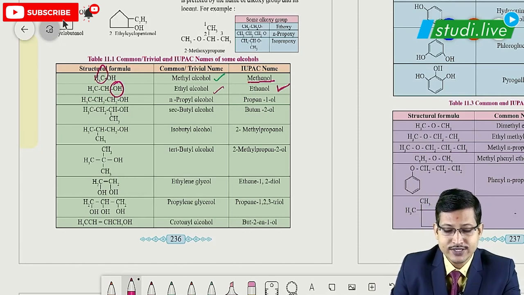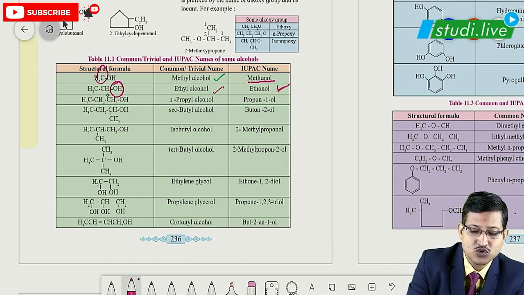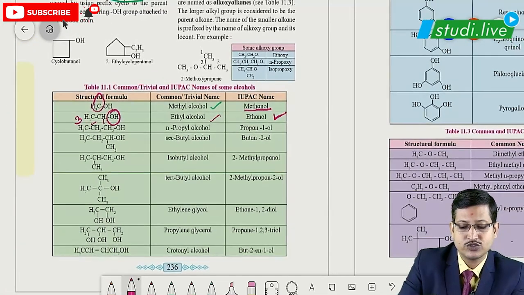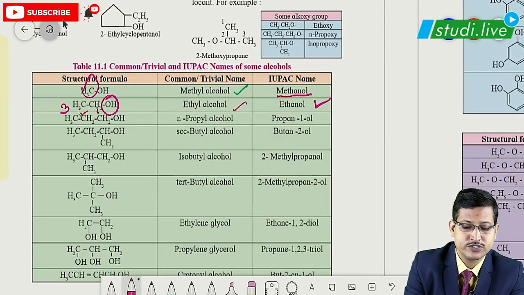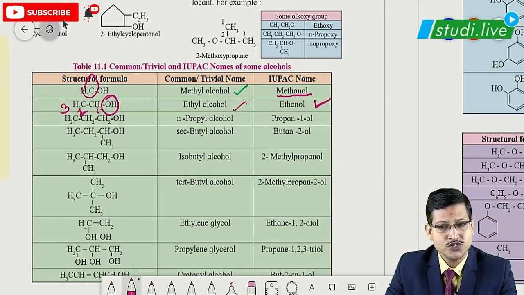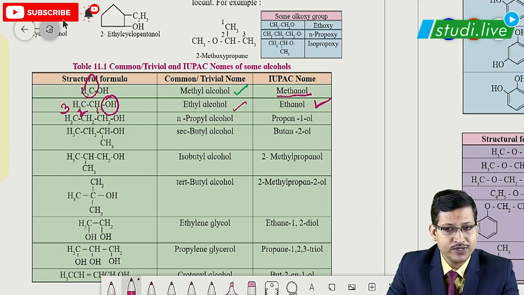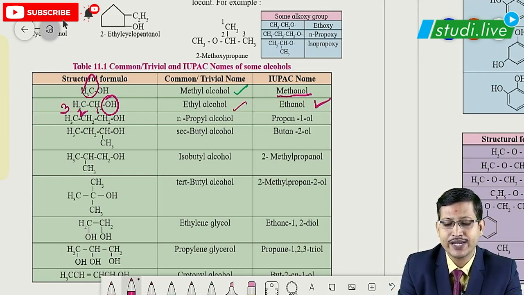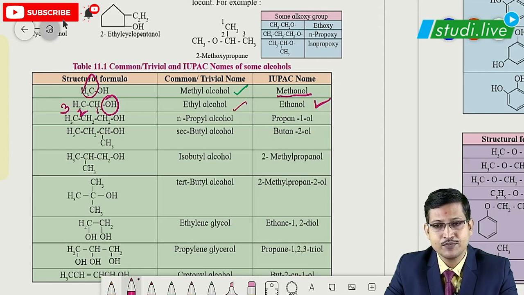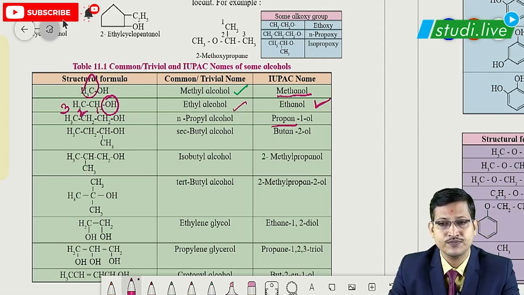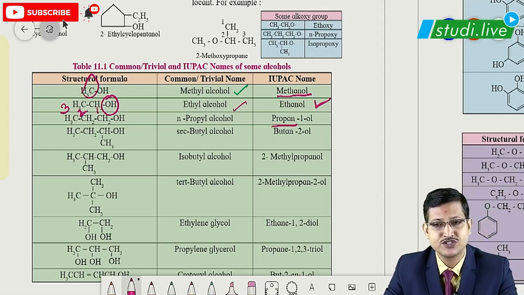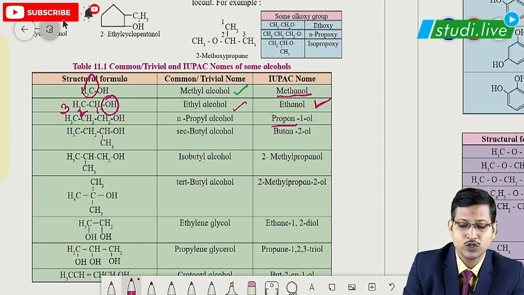The third one, CH3CH2CH2OH. Now in this case, you will start numbering from right to left. This is your first carbon, second carbon, and this is your third carbon. So when there are 3 carbon atoms, the common name is n-propyl alcohol. For the IUPAC name it is called propan-1-ol, because at the first position you have OH attached. So it is termed propan-1-ol.